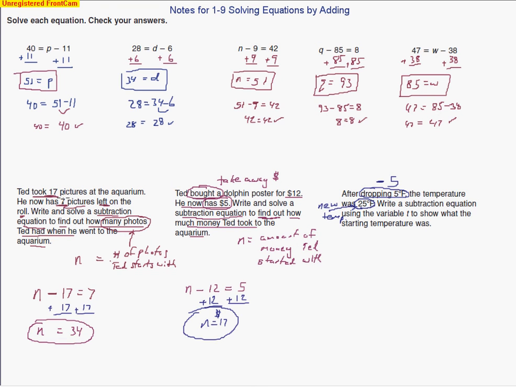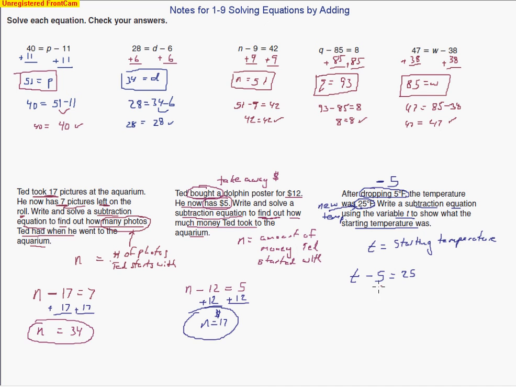So we're going to write a subtraction equation again, using the variable t to show what the starting temperature was. So t, they're telling us right here, t equals the starting temperature. All right, so we're going to start at that point. So t minus, now what are we taking away? Well, it dropped 5 degrees. We're taking away 5 degrees equals the new temperature. The new temperature is 25. So there's our equation.